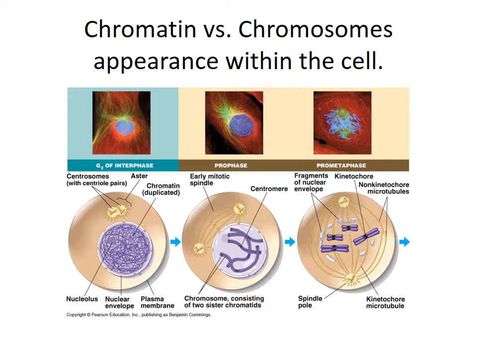Generally, your DNA in your cells is going to be in the chromatin, what I like to call the working form of DNA. And then when that cell is getting ready to divide, it goes into the chromosome form of that DNA.